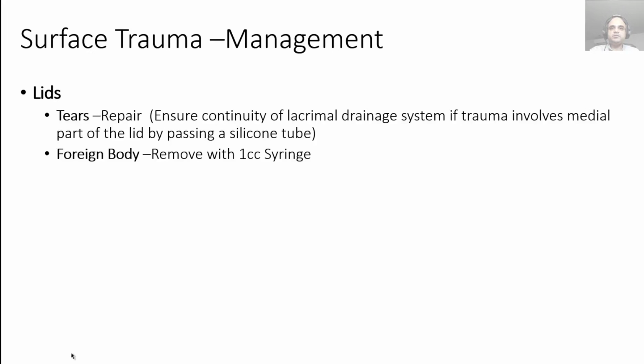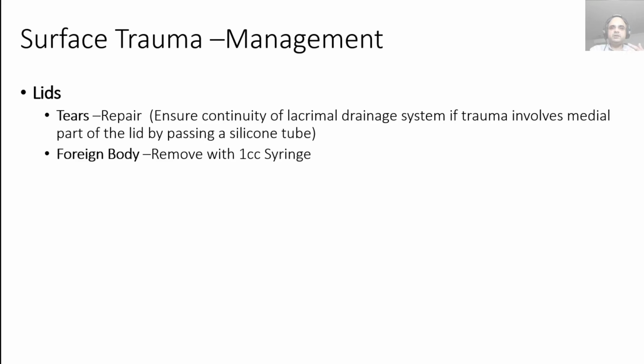So how is this surface trauma managed? Well, for lid tears, you need to do repair, but when the repair is being done, when I mean you, I mean the surgeon, if the tear is on the medial side, it must be ensured that the lacrimal passages heal properly and are aligned properly. For that, we need to pass a silicone tube through a probe in order to ensure that the passages are aligned. That silicone tube and probe is discussed in more detail when we talk about the lacrimal system in dry eyes.